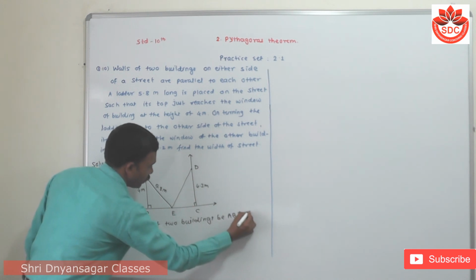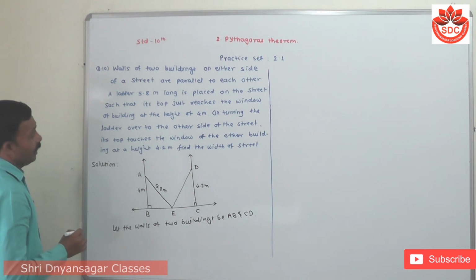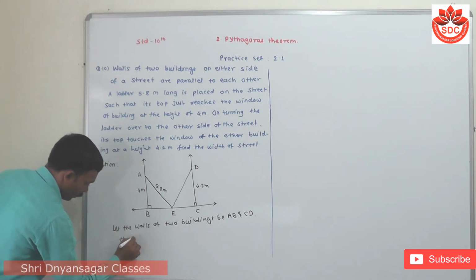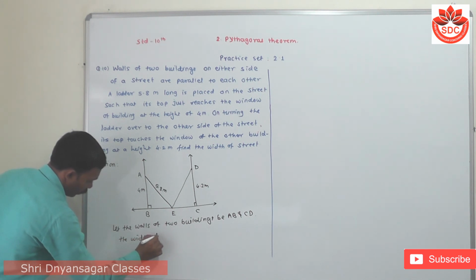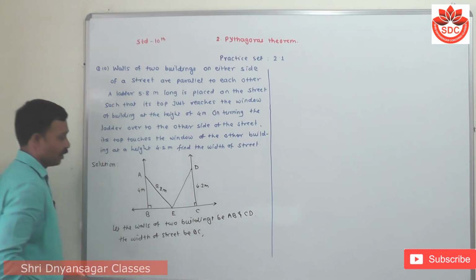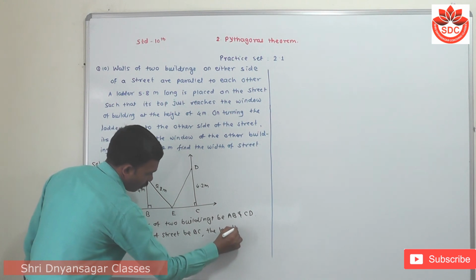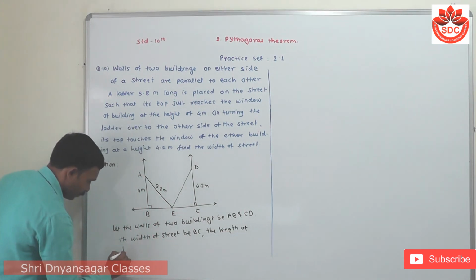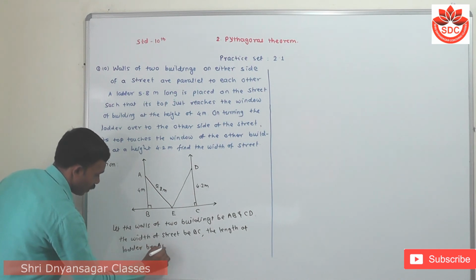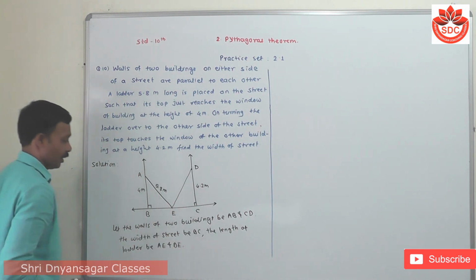AB and CD are parallel to each other. Okay. Now, the width of the street is BC. The length of the ladder is AE and ED. Okay.